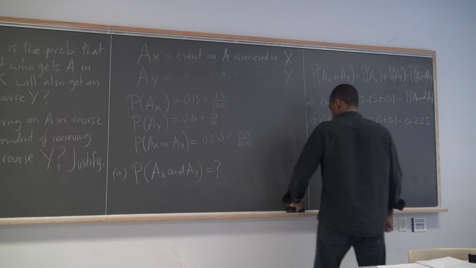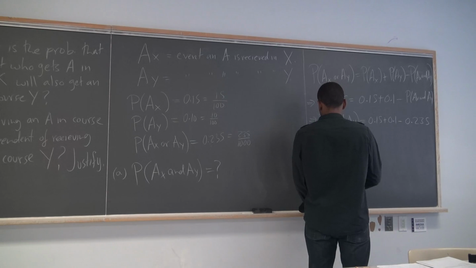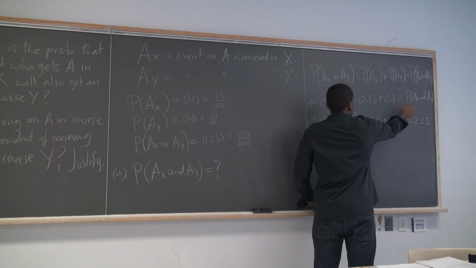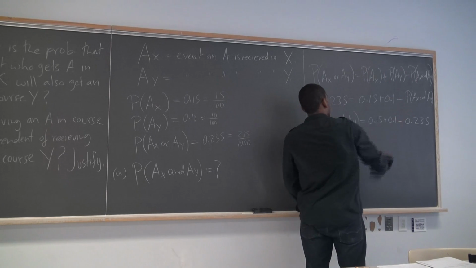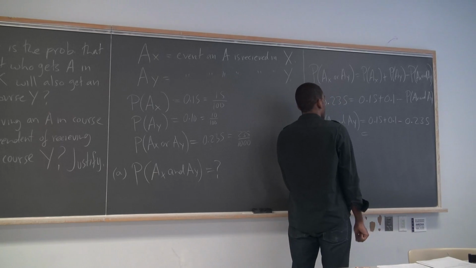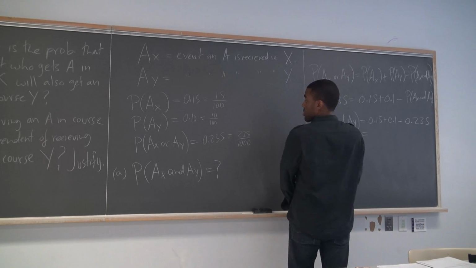And what's that? I just bring this over here, bring this over there. Oh, I'm solving the equation for the and. So what do we get? That's 0.25 minus 0.235, which is 0.015.